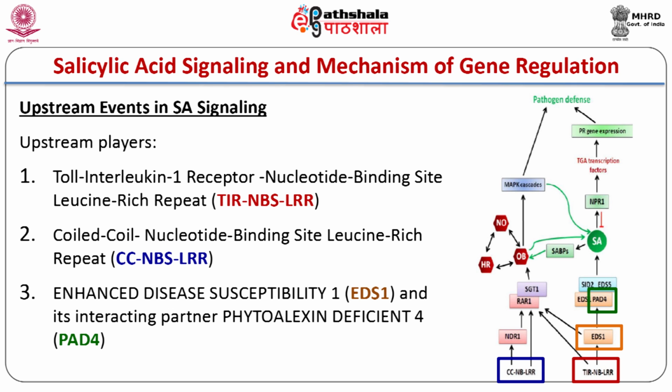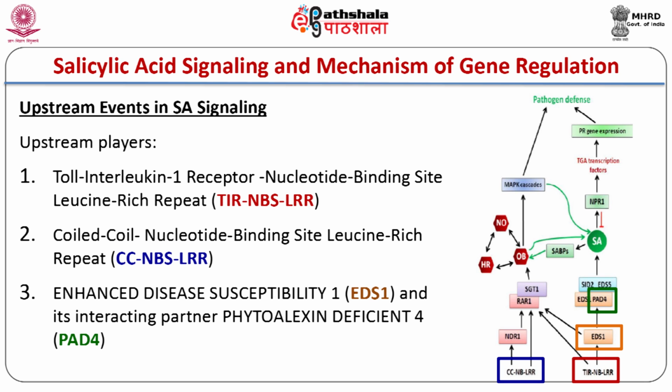Lipase-like protein enhanced disease susceptibility 1, that is EDS1, and its interacting partner phytoalexin deficient 4, that is PAD4, act upstream of SA in the ETI initiated by the TIR-NBS LRR subset of R genes. EDS1 and PAD4 positively regulate SA signaling. Translocation of EDS1 complexes between nucleus and cytoplasm is important for effective disease resistance signaling.